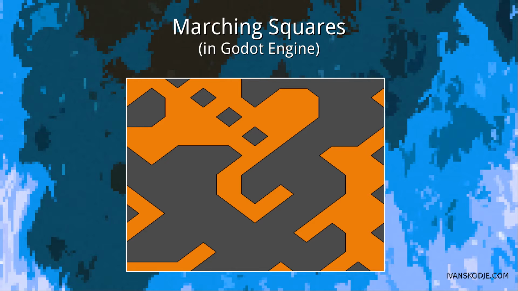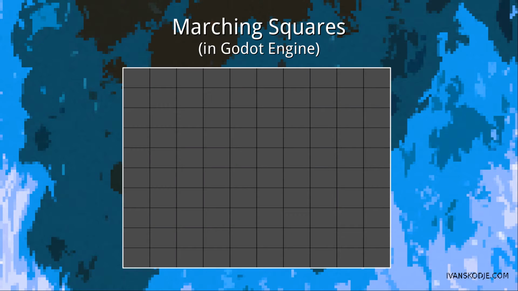I do recommend you read up on it on Wikipedia if you want more information, as I won't be going into a lot of detail other than what we need to know for this example. Okay, we first begin by creating a tile map. In this tile map we're going to draw 10x10 marching squares.